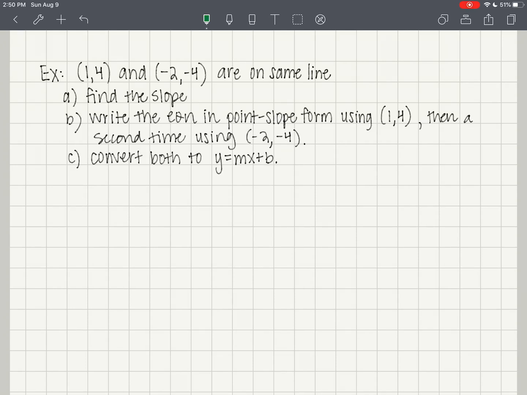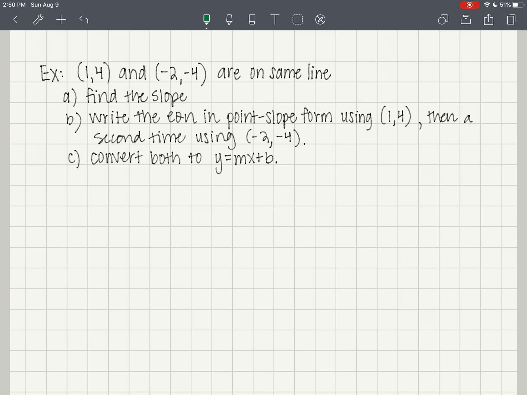Now, when I was learning this content, I just saw these problems and I thought, why are they doing this to me? They're really testing what I know and what I don't know about linear equations. So here they give us 2 points. They say 1, 4, and -2, -4 are on the same line. So that means they're collinear.